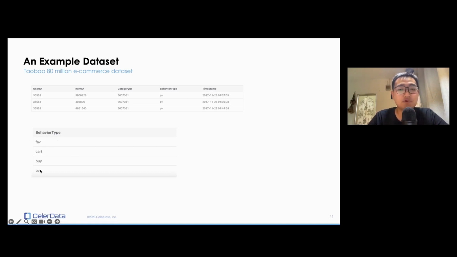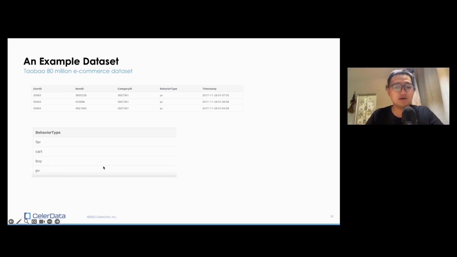And there are 4 behavior types. So first is favorite. So you click a heart on the item. And the next one is cart. It means adding the item to your cart. And then buy is when you actually purchase the item. This is the final step, right? And page view, this is actually the first step.